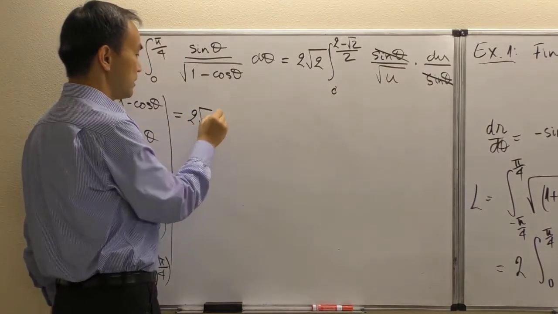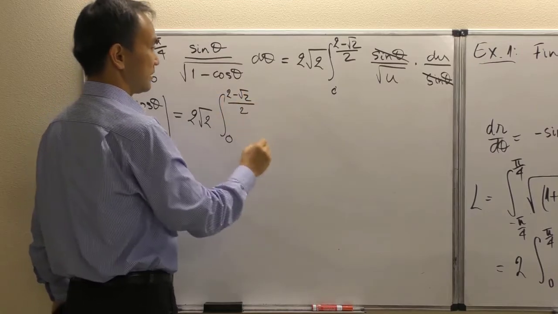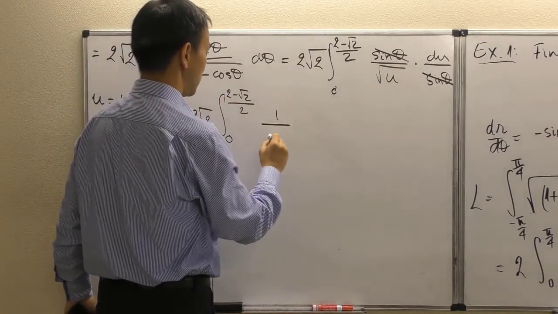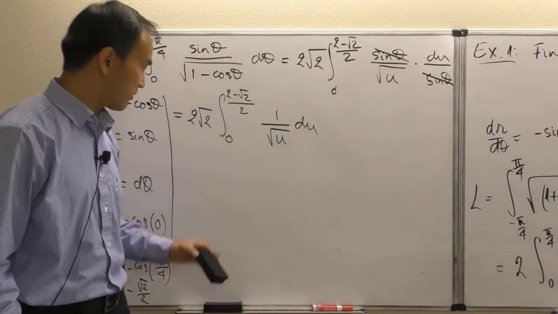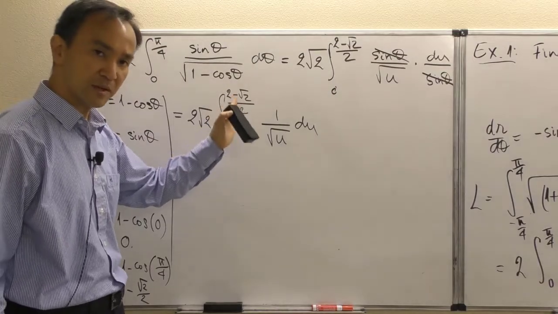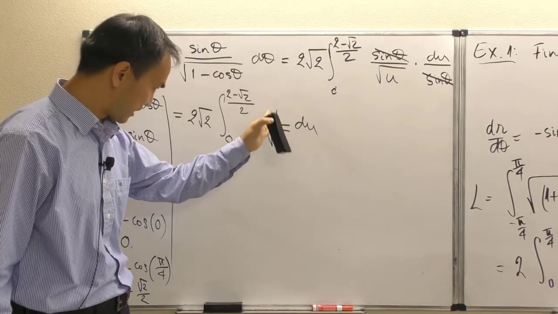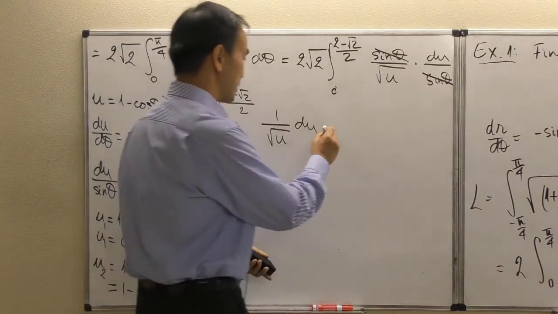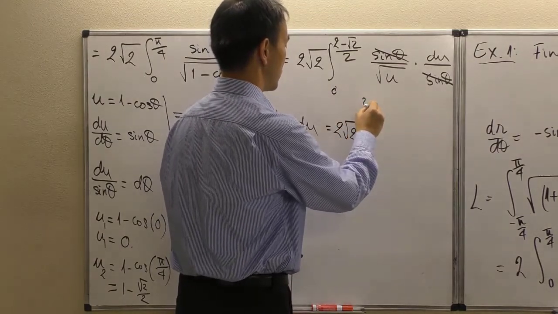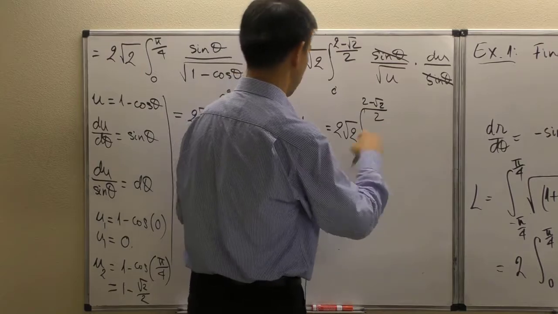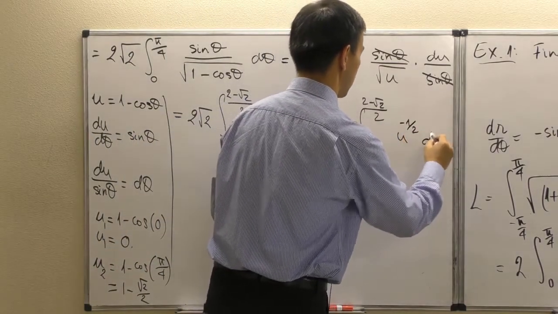2 square root 2 times an integral from 0 to 2 minus square root 2 over 2 of 1 over square root of u du. A very simple square root. This expression here is probably what makes it look a little lengthy, but actually it's just one value. So the main function is 1 over square root of u, and here's the coefficient, and then from 0 to 2 minus square root 2 over 2. But this 1 over square root of u, we can think of as u to the negative 1/2 power.